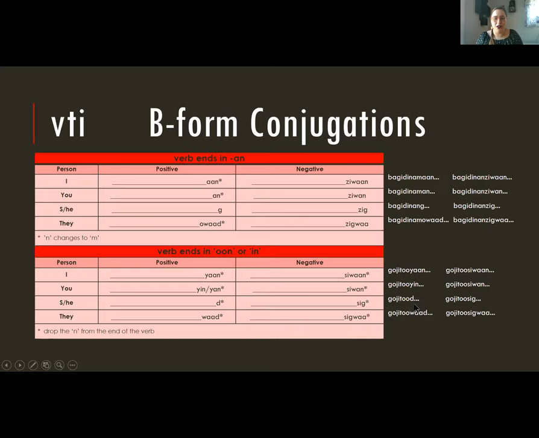Gojitud, when she tries it. Gojitusig, when she doesn't try it. Gojituwad, when they try it. Gojitusigwa, when they don't try it. Those are the VTI ones. Again, this is an abbreviated version. All of them aren't here.